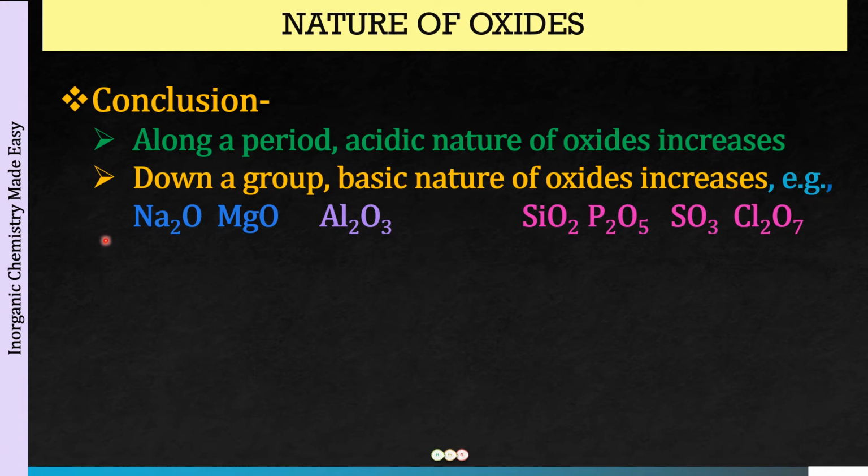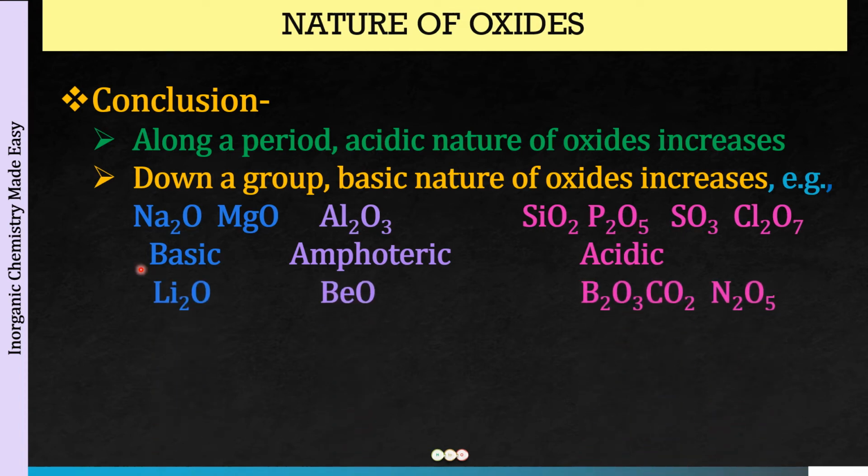For example, if you have to compare the third period oxides, we have Na2O, MgO, Al2O3, SiO2, P2O5, SO3, Cl2O7. So we are saying that these are the oxides of the same period. When they are the oxides of the same period that we are comparing, as we move in a period, the acidic nature of the oxides will be increasing. So you can see over here that sodium oxide and magnesium oxide are basic. Al2O3 is amphoteric, and all these non-metallic oxides are acidic in nature.